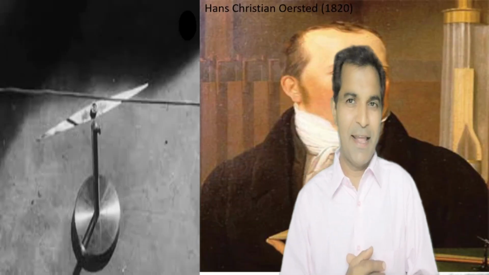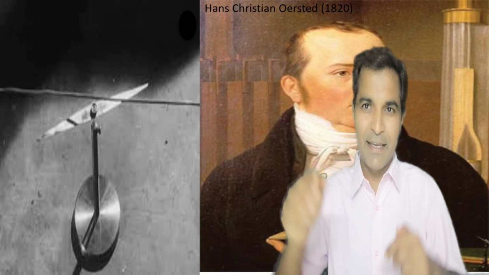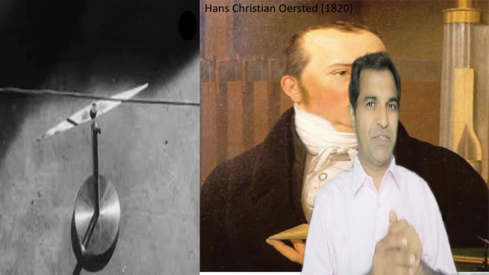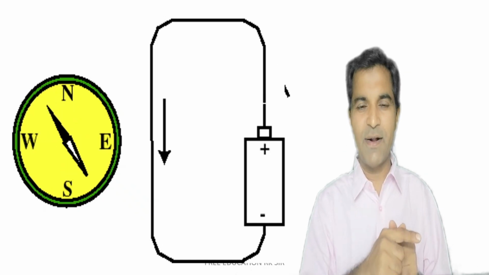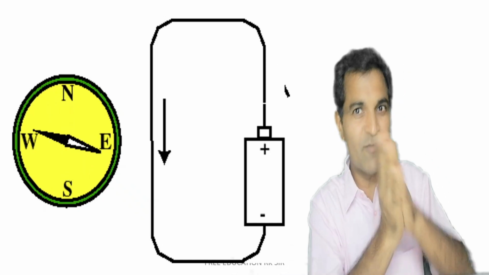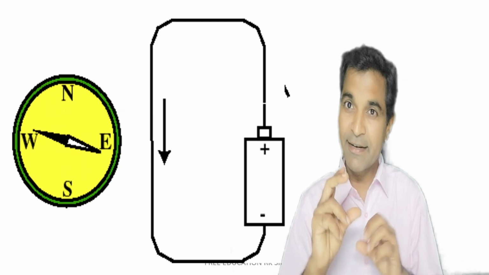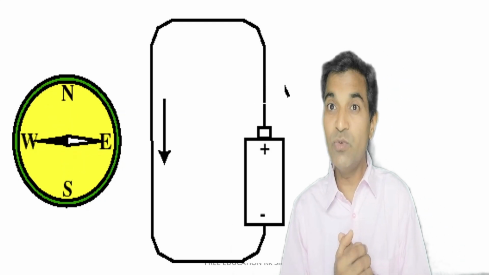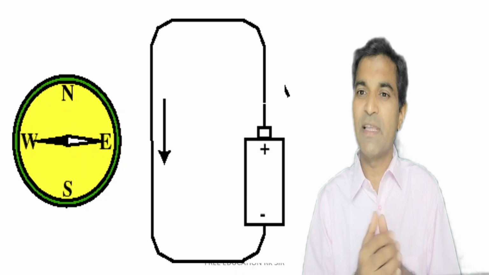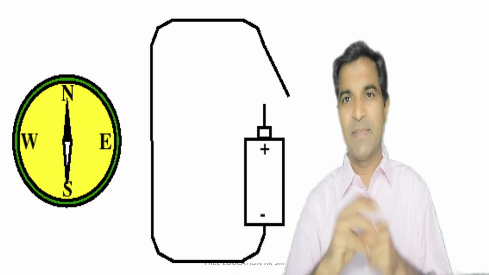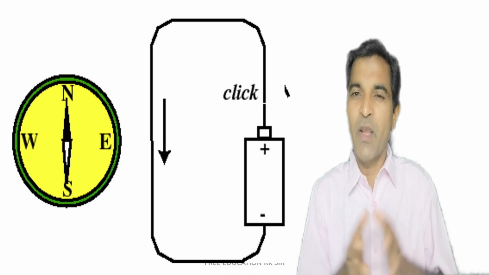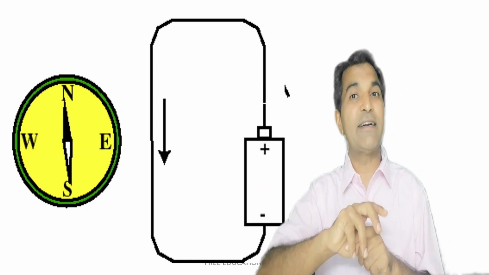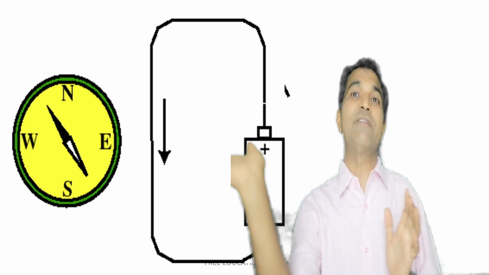He passed a current through the circuit. He just turned on the switch. And whenever he turned it on, every time he observed that the needle used to deflect. He made a little change. Now what did he do? He simply changed the connection of the battery. Now what did he observe? When he changed the connection of the battery, the current started in the reverse direction.